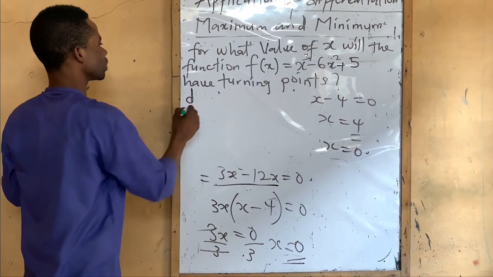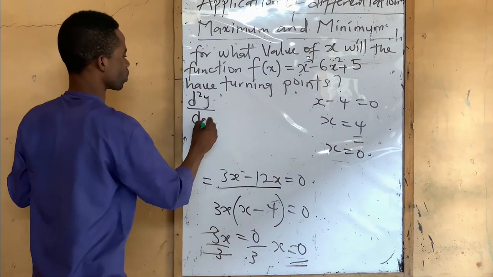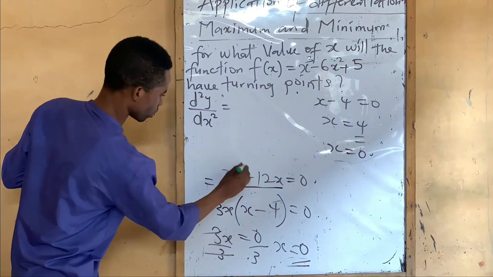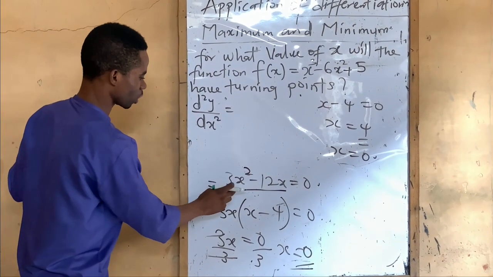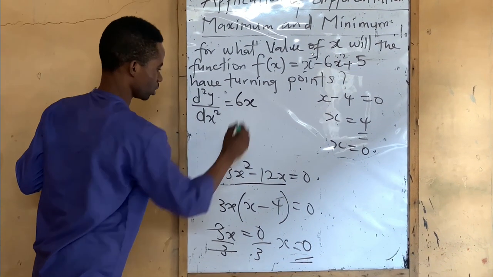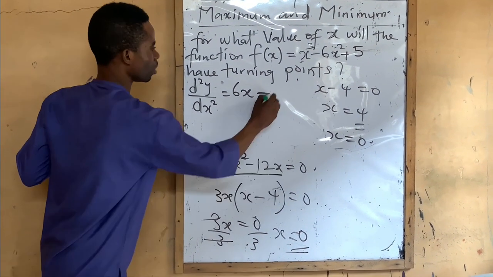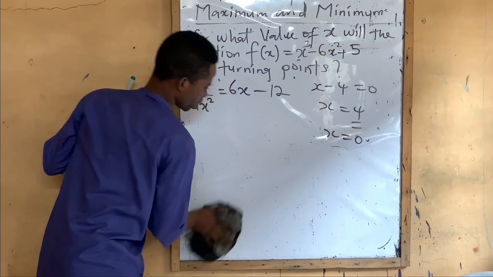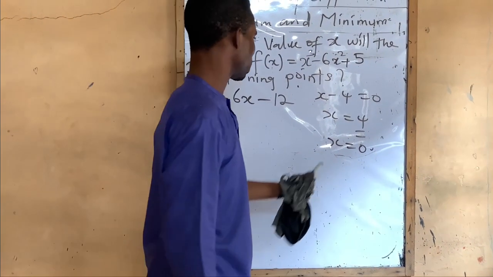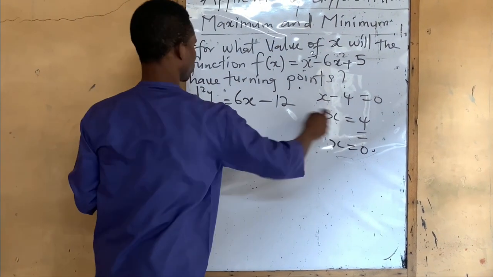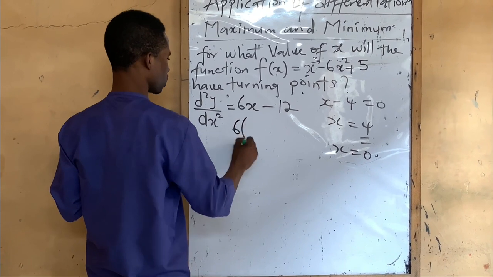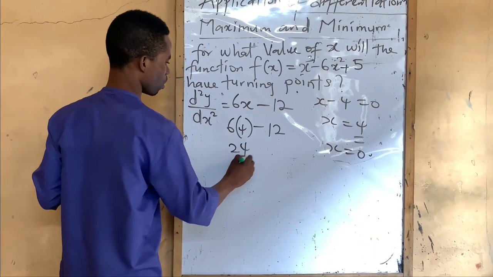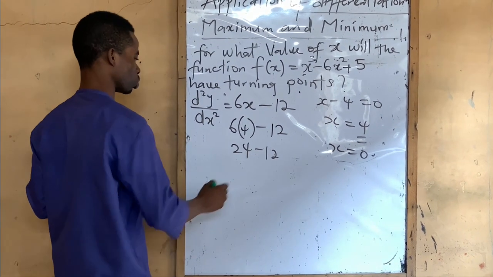So the second derivative, d squared y over dx squared, if I differentiate this now, 3x squared gives me 6x, minus, if I differentiate this now, 12. Give me this. That's the second derivative. Now, if I substitute x, which is 4, in the second derivative, that will be 6 times 4 minus 12. 6 times 4, 24, minus 12. 24 minus 12 is 12.